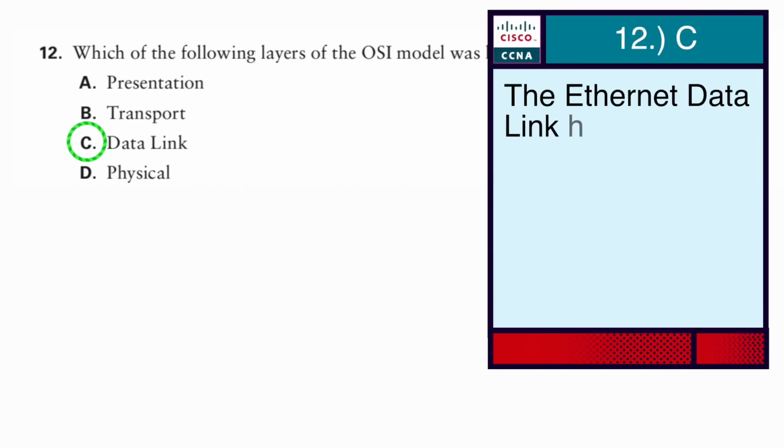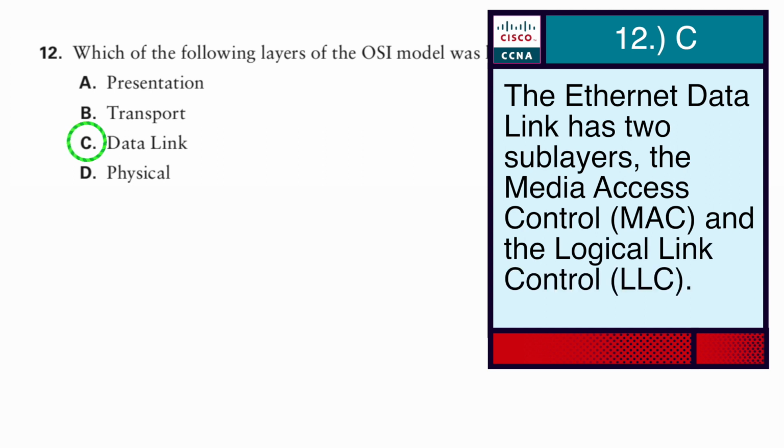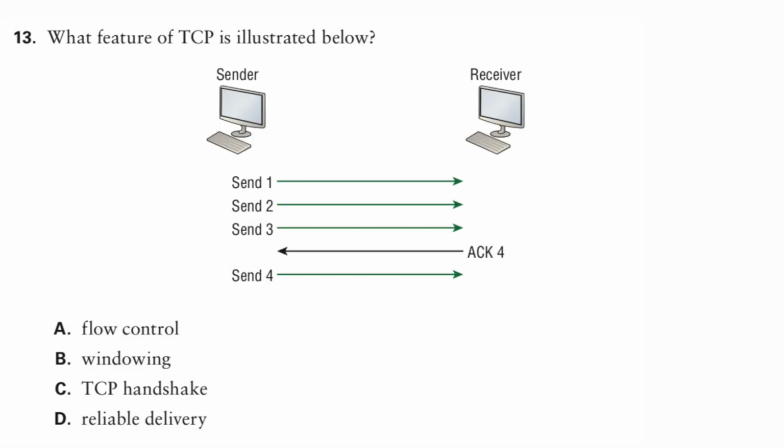The correct answer is C, data link. The Ethernet data link has 2 sublayers, the Media Access Control, or MAC, and the Logical Link Control, or LLC. Number 13. What feature of the TCP is illustrated below? Is it A, flow control, B, windowing, C, TCP handshake, or D, reliable delivery?